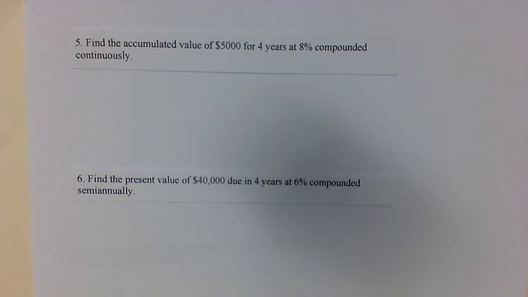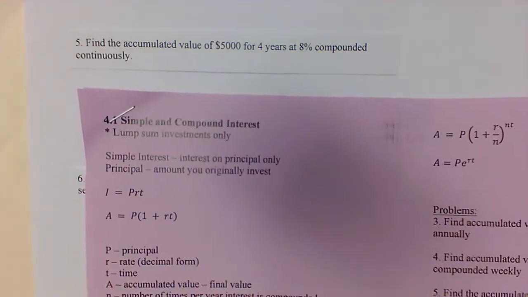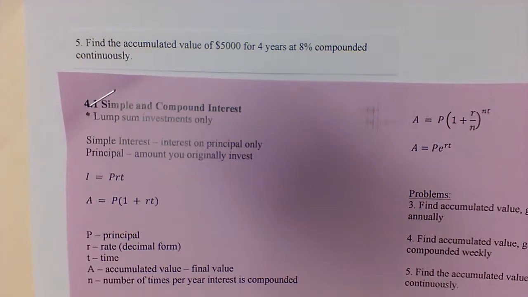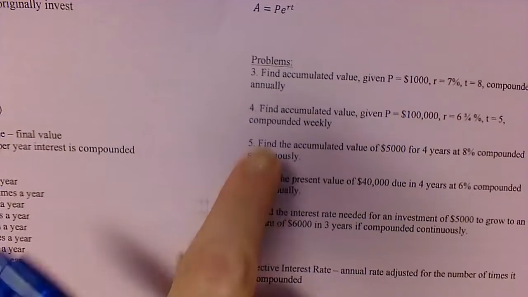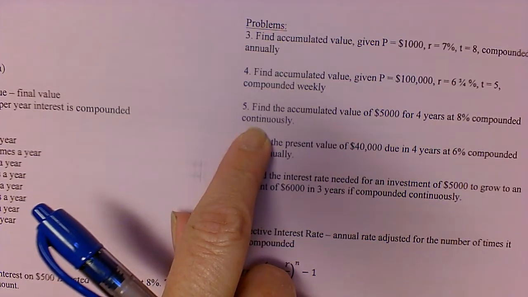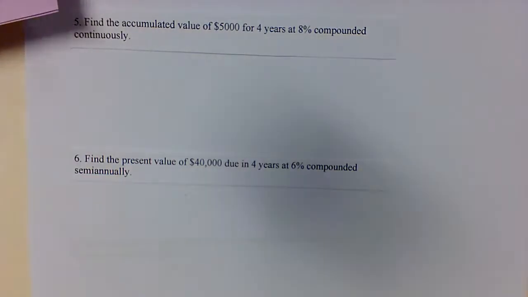I'm not sure that I covered both examples in number 5, and these are coming from your handout that you got on Wednesday from 4.1 with the simple and compound interest. So these are starting out on number 5 here. And I've got them all typed out on your sheet in case you did not bring your handouts with you.